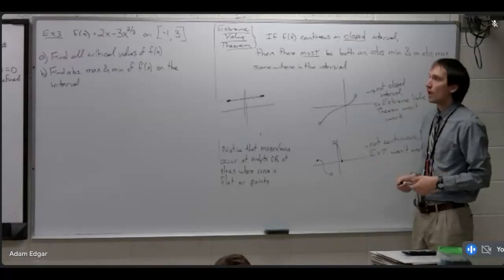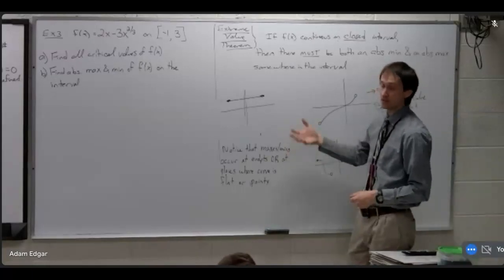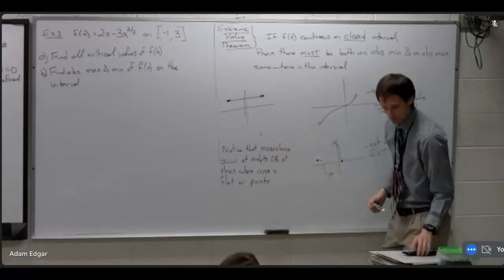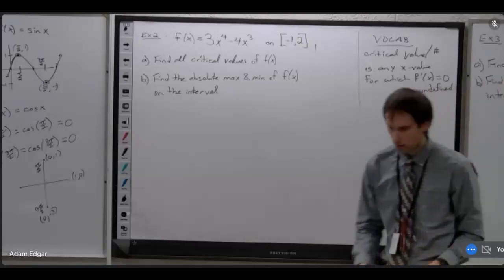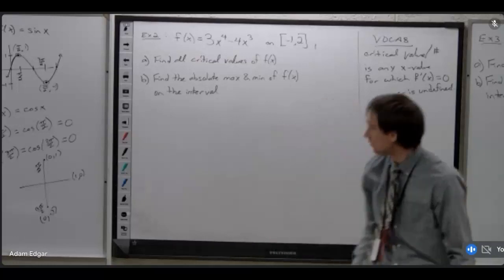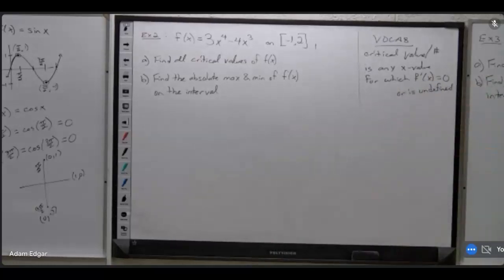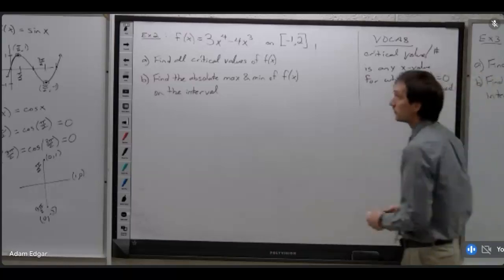The x value is where it happens, and the y value is the max or the minimum. I think that's at the bottom of your notes for 3.1, your how to find extrema. So that's what we're doing here. Questions before we do that? All right. So step A, find all the critical values of f of x.